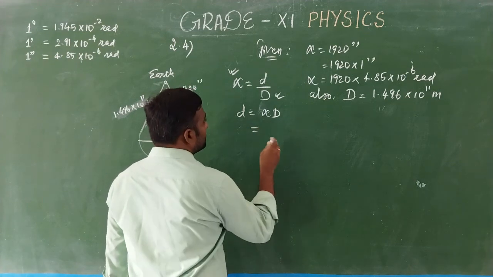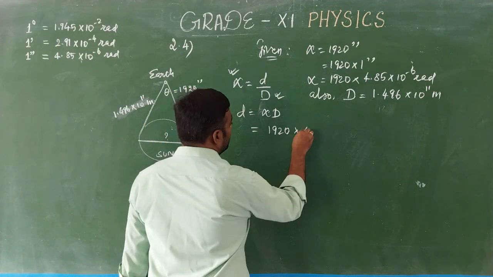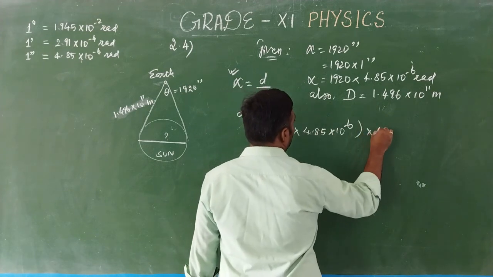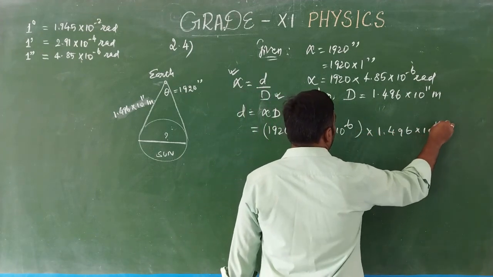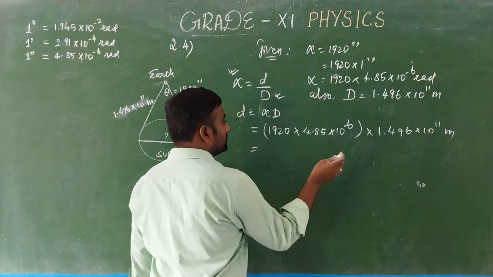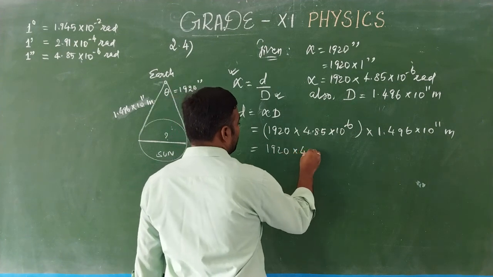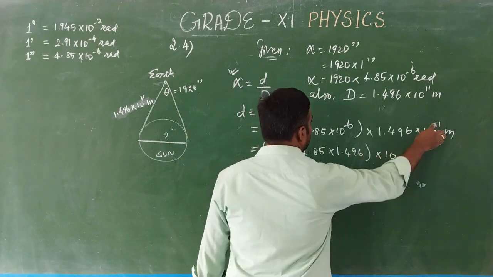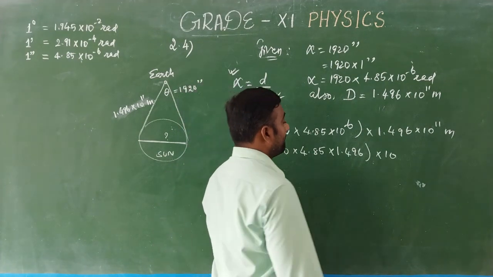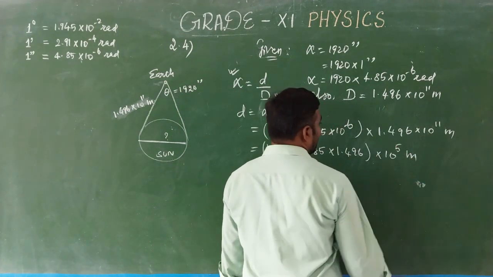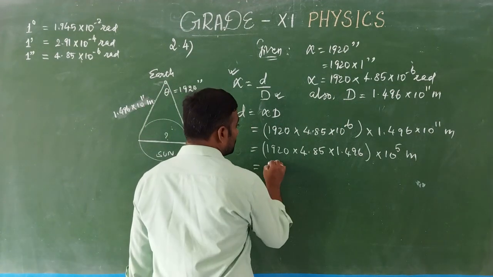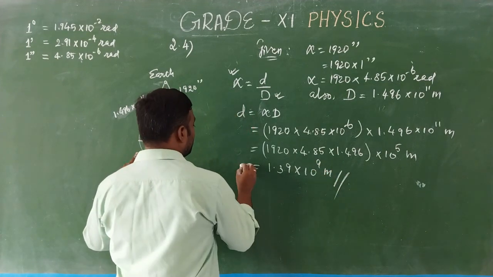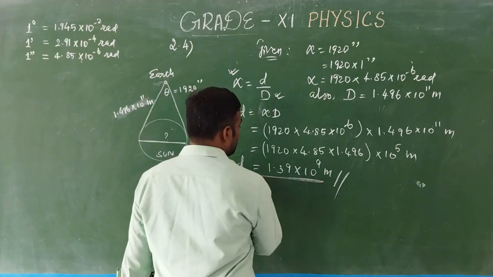So d is equal to alpha into D. What is the value of alpha? 1920 into 4.85 into 10 power minus 6, into 1.496 into 10 to the power 11 meter. Okay, so bring the power values to one side. So 1920 into 4.85 into 1.496 into 10 power, here 11, here minus 6, then it becomes 5 meter. After the simplification, finally the distance is 1.39 into 10 to the power 9 meter. This is the diameter of the what? Sun. Angular diameter of the sun.